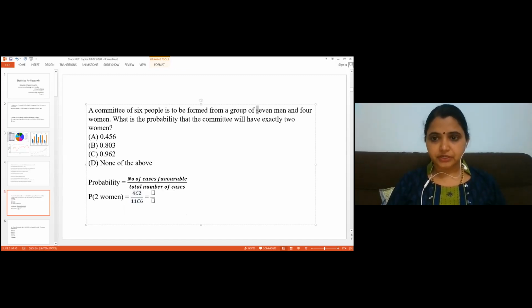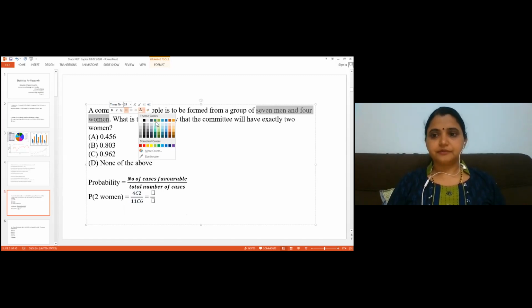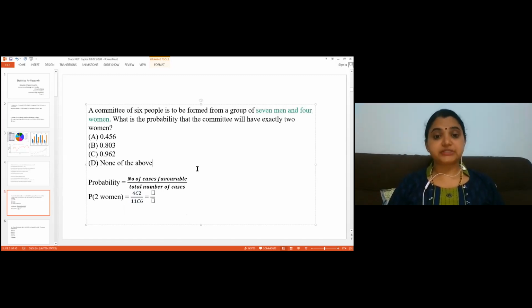I missed it. Sorry, I mistook 4. Instead of 4, I took, yeah, from 4 women. Sorry, 7 plus 4 is 11. Yeah, that is why this 11C6. From this 11C6, I want to have 2 women.